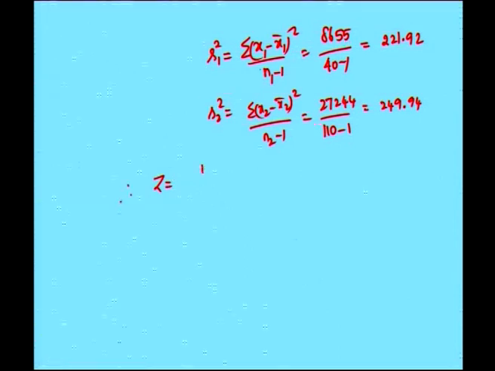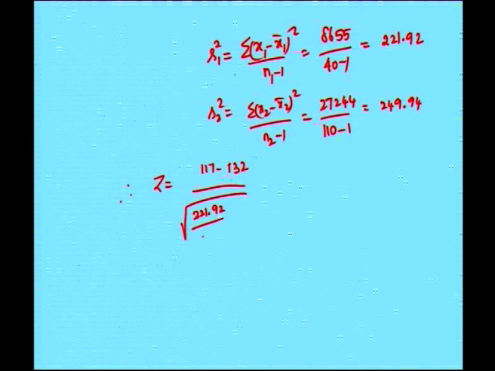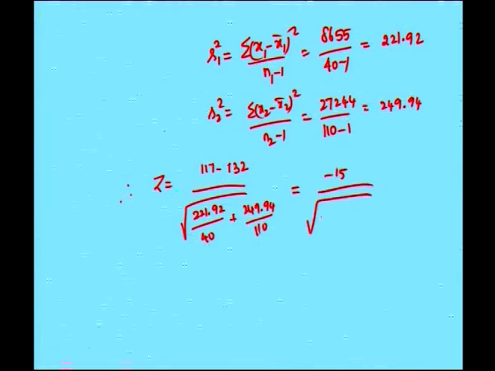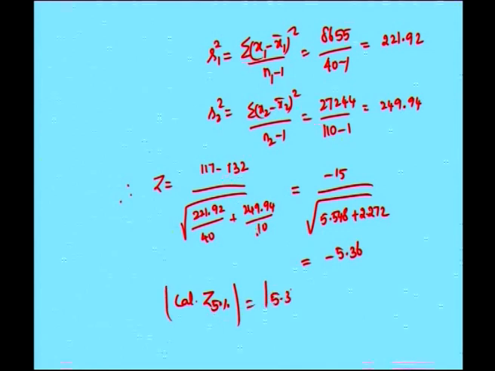Z is 117, x1 bar, minus 132, x2 bar, divided by root of 221.92 by 40 plus 249.94 by 110, and this is equal to minus 15 by root of 5.548 plus 2.272, and this value is minus 5.36. Hence, calculated Z at 5% within modulus is 5.36.